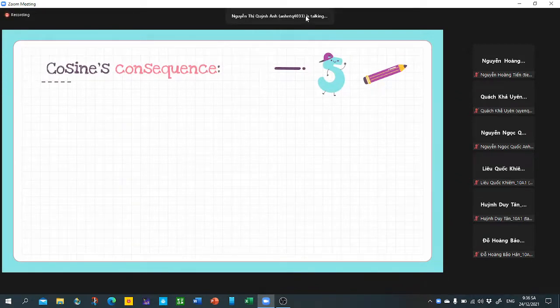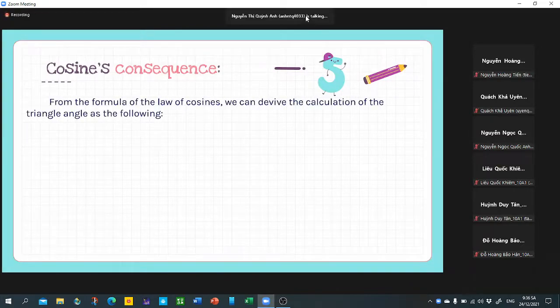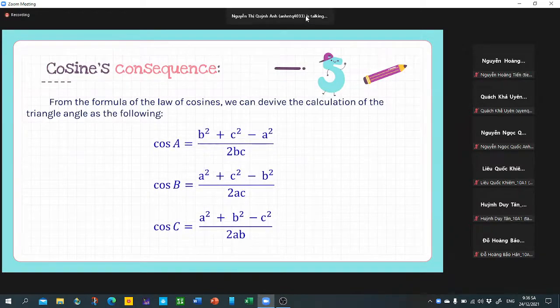Continue with the cosines consequence. From the formula of the law of cosines, we can calculate the triangle angles as the following. Cosine A equals b squared plus c squared, subtract a squared, divided by 2 times bc. Cosine B equals a squared plus c squared minus b squared, divided by 2 times ac. Cosine C equals a squared plus b squared, subtract c squared, divided by 2 times ab.